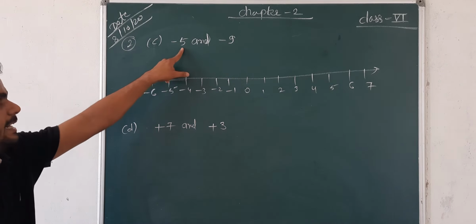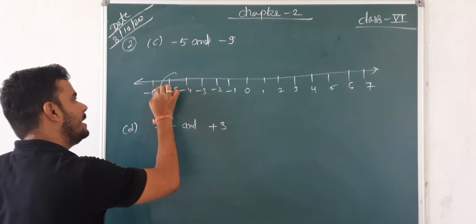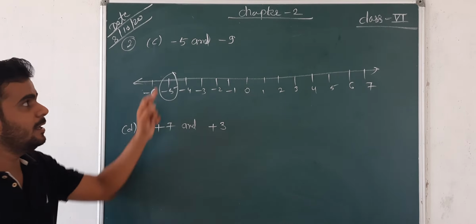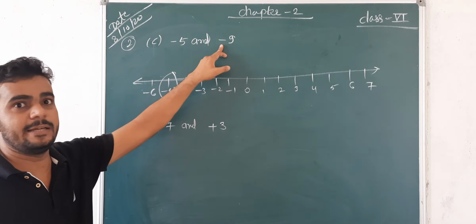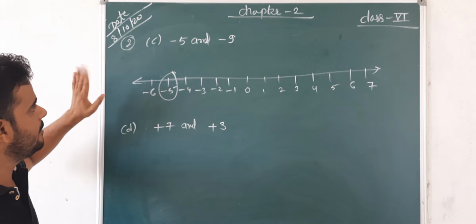So first number is negative 5. So we are standing on negative 5. Okay. So now the second number is 9, but the symbol is negative. Sorry, one mistake happened.